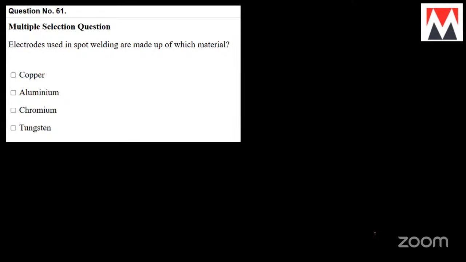Electrodes used in spot welding are generally made up of copper, tungsten, and also aluminum. Spot welding is required to produce a high amount of electrical conductivity. Hence, copper and aluminum, copper and chromium. Oh, sorry, copper and chromium, not tungsten. Spot welding is like you need to immediately weld it, and they need to have higher conductivity. So answer is A, B, C.